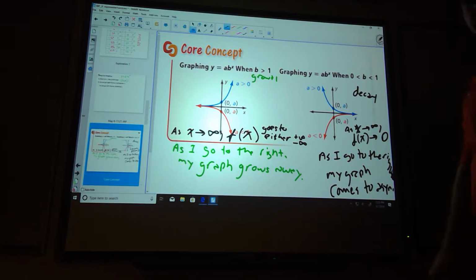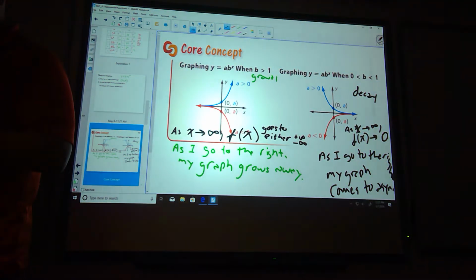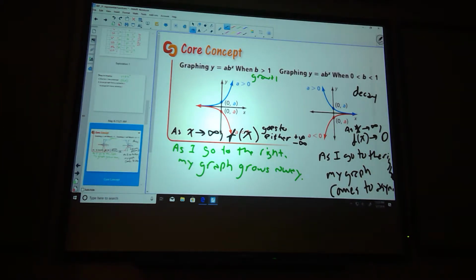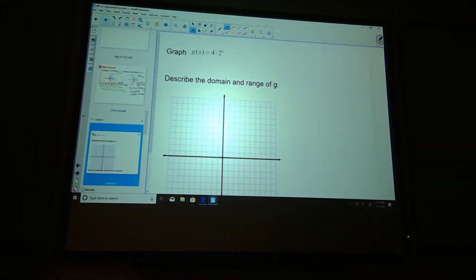Am I doing okay? All right, where are we at? All right, we're ready to start graphing. Okay. So I want to graph this first.